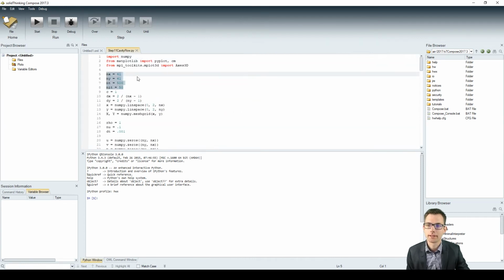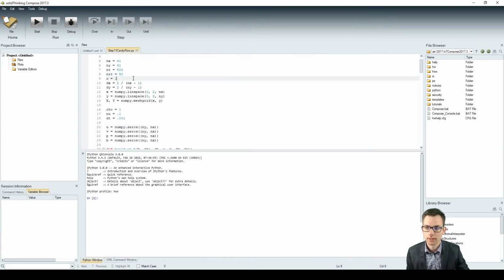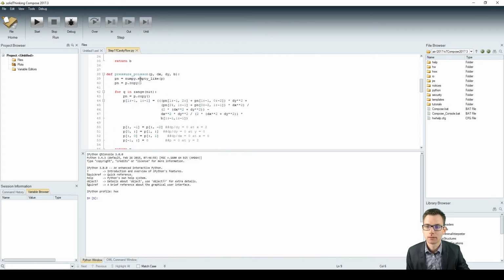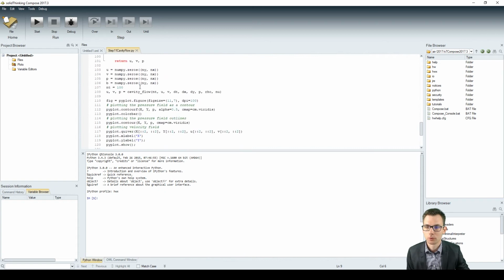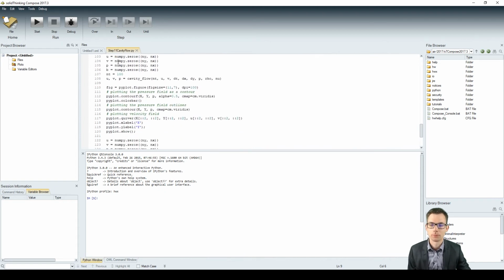So you have your nx, ny, nt, and nit, that's the pseudo time step number set, and those are the initial values. But then let's just skip the functions for a moment and see what the main program does here.